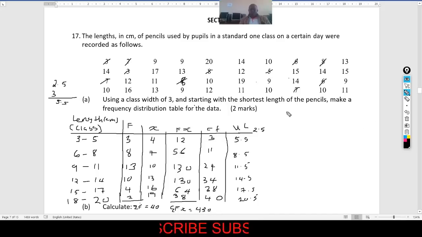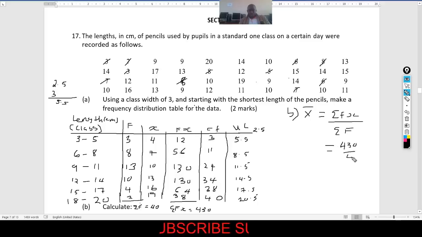From there now, section B, you are able now to answer part B, the mean. The mean equals summation of fx all over summation of f. Our fx summation is 430 divided by 40. This gives you 10.75. Remember that you are dealing with lengths which are in centimeters.